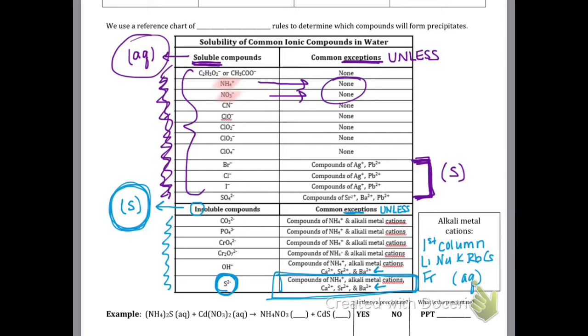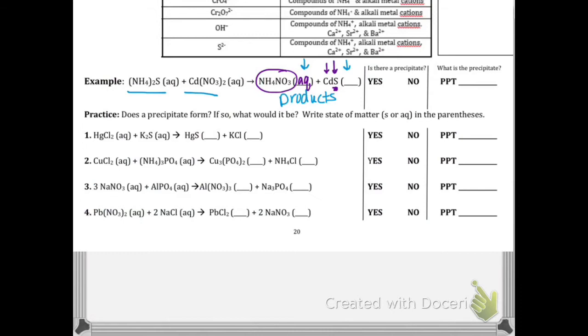So we have to double check. Is it attached to an NH4? Is it attached to an alkali metal cation? Is it attached to a calcium, strontium, or barium? Luckily the compound is right here, so we can take a look. There is no NH4, so not here. Cadmium is not an alkali metal cation, so it's not here. And cadmium, Cd, is not Ca, not Sr, not Ba. So it's not part of the exception, so that means it will become a solid.